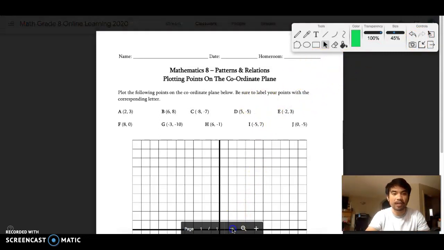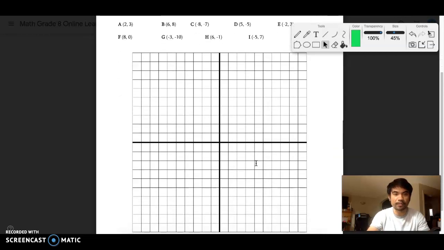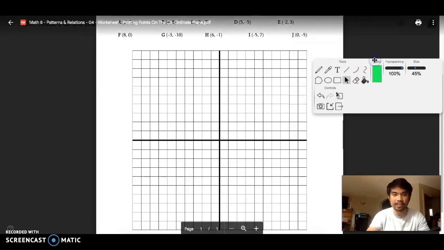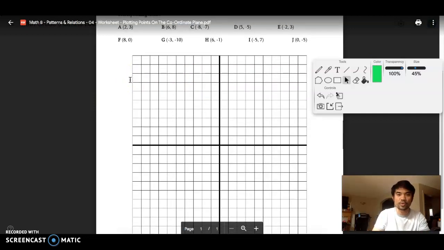So it says here, plot the following points on the coordinate grid plane below. Be sure to label your points with the corresponding letter. So I understand that it is very difficult to use WebPaint when it doesn't follow the page. So let's look at the first one. The first one says 2, 3. Okay. So again, this is going to be my x-axis, and this is going to be my y-axis, right? So it says here 2, 3. I'm going to go from the origin 1, 2, and then 1, 2, 3. This one is 2, 3.